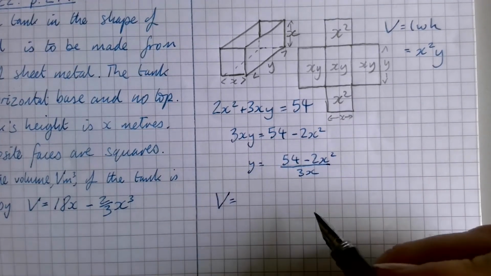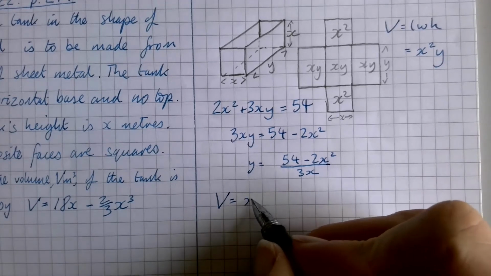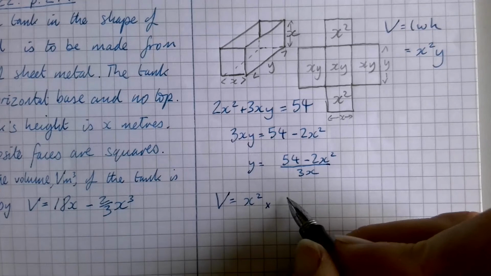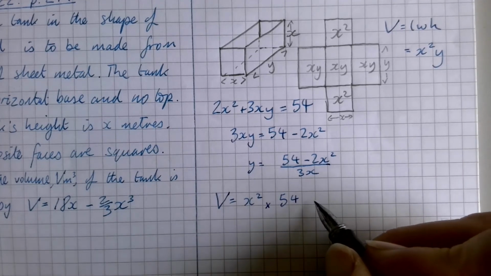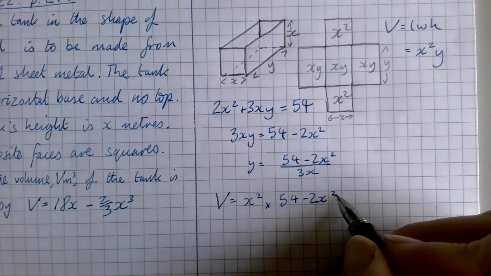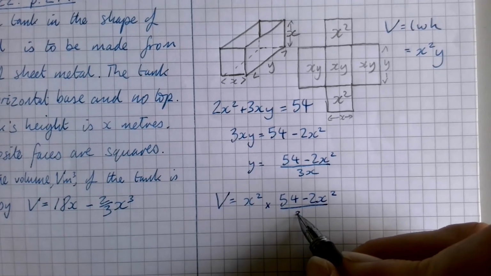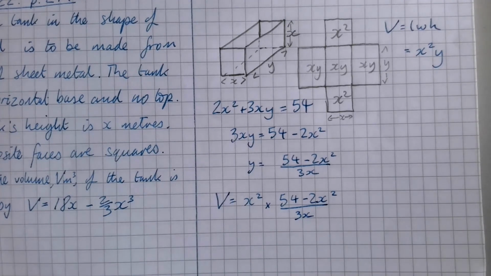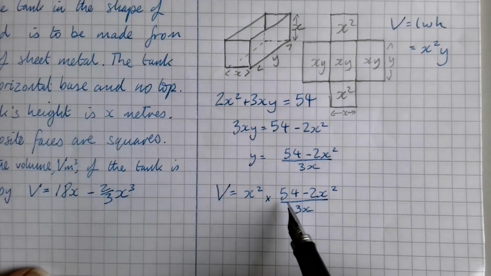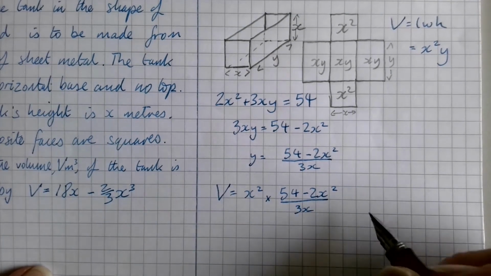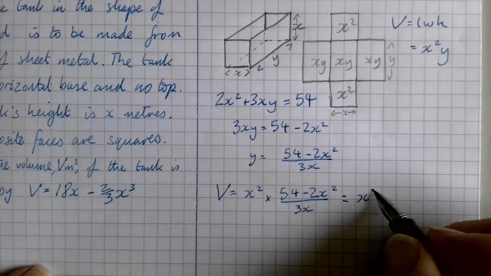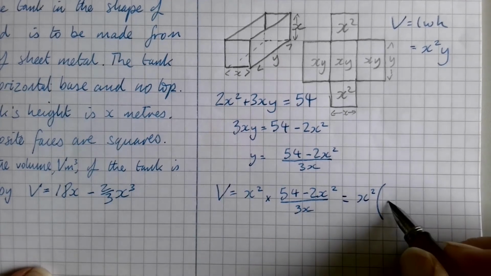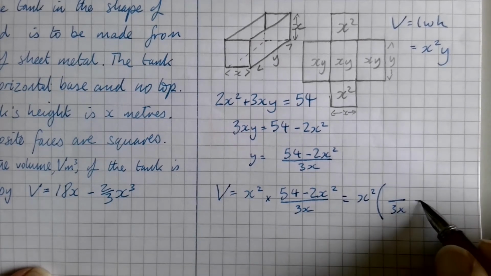And now I'm going to put that into what I had for my volume. So my volume is going to be x squared times 54 take 2x squared, all over 3x. At this moment I might think I want to try and simplify some of this, so I'm going to say, well, that's the same as putting the x squared outside a bracket, isn't it? I'm going to split this into 2 fractions with 3x as their denominator.